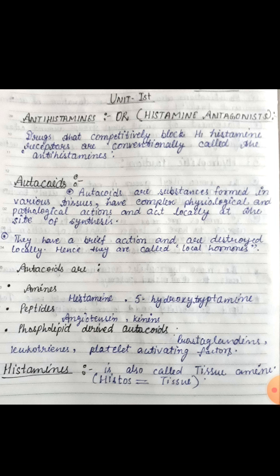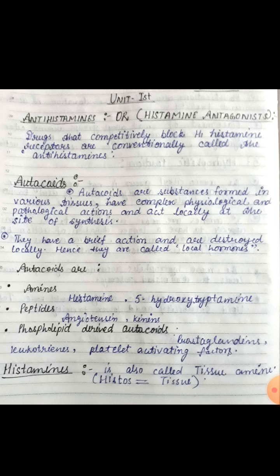The word autocoid is derived from the Greek words autos, which means self, and akos, which means remedy, that means self remedy. Okay, now come to the autocoids. Autocoids are classified into three categories, that is amine, peptides, and phospholipid derived autocoids. Under amines, histamine and 5-hydroxytryptamine are elaborated, and under the peptides we have studied angiotensin and kinins.